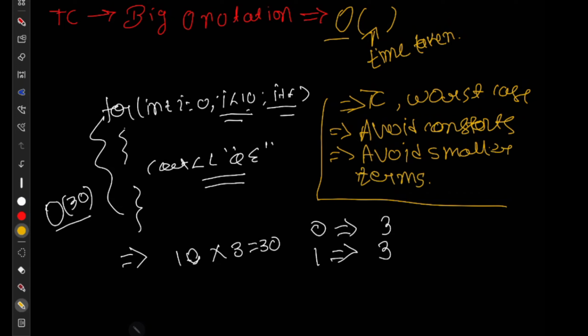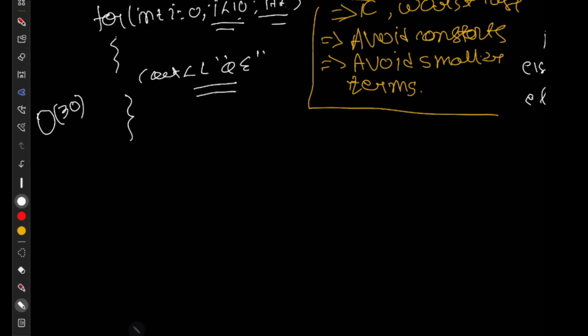What it means, let's take an example and understand. As I told you, we cannot write time complexity in this way. So how can we write it? First of all, we must write it in a generalized way.